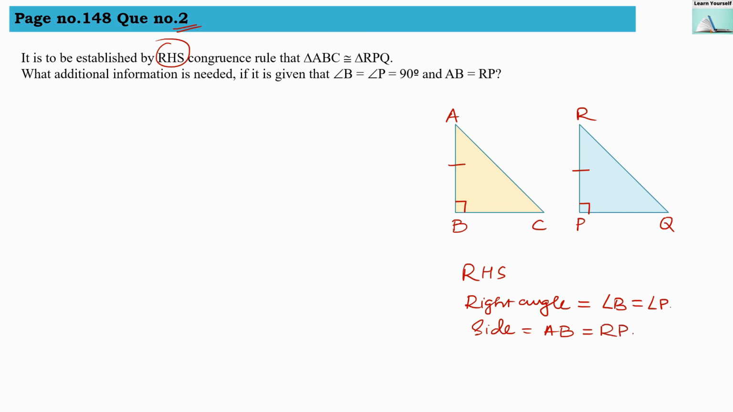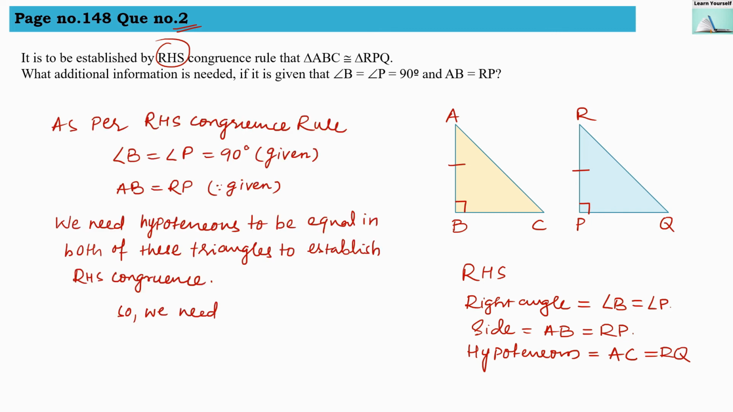Now one hypotenuse, H stands for hypotenuse. So the hypotenuse has to be equal in both of these triangles. So it has to be AC equals to RQ. Then only this congruence will work. So here we need AC equals to RQ and then only we can establish the congruence between these two triangles.